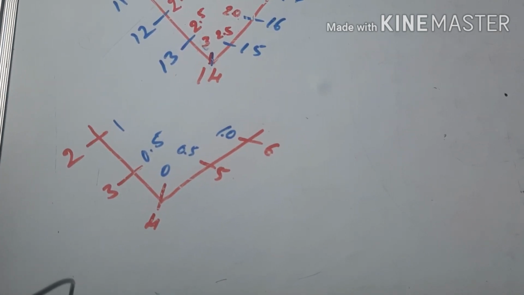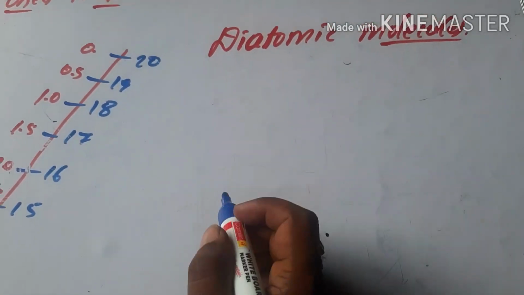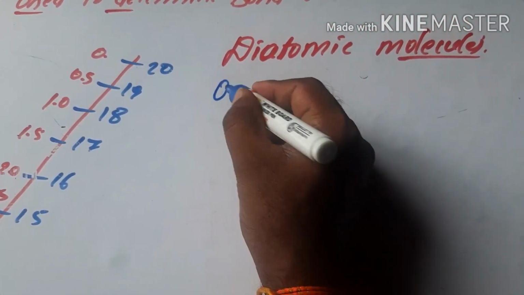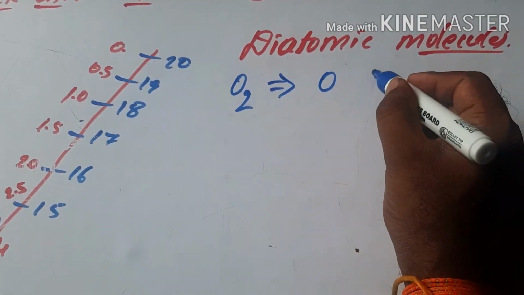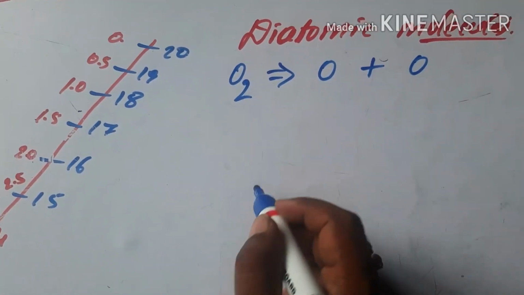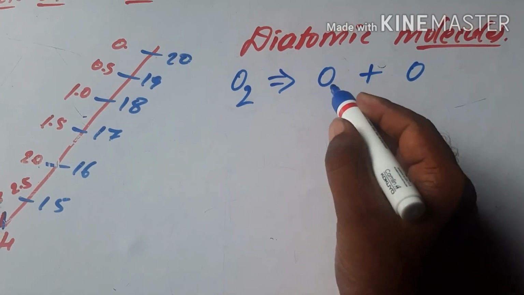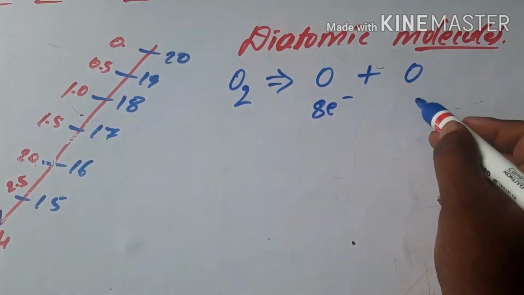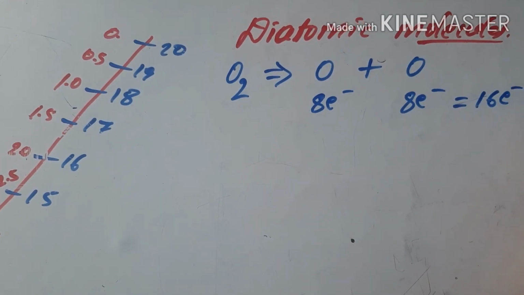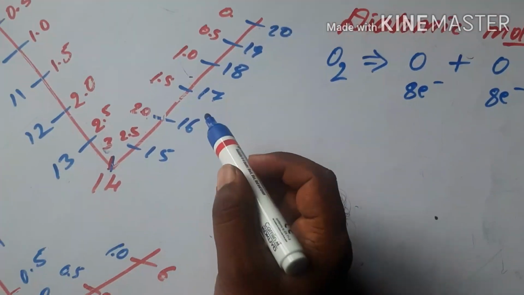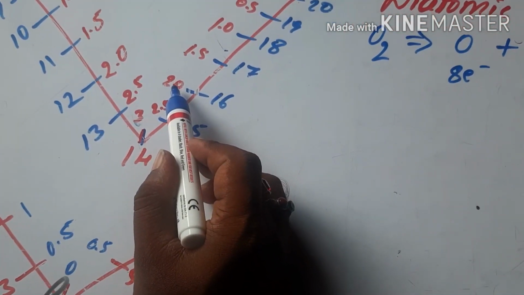So now we can determine bond order for the given diatomic molecules, like O2. O2 is obtained by the combination of two oxygen atoms. Atomic number equals the number of electrons, so there are 8 electrons in each oxygen atom. Therefore the total electrons is 16. For 16 electrons, its bond order is 2.